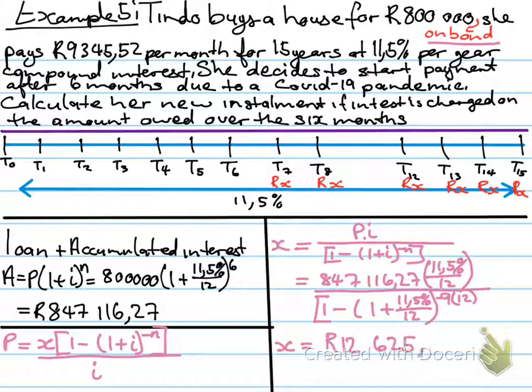This person will be paying now 12,625 rands 13 cents per month. If they had started paying from month 1, they would have paid less. Can you see that? Moving on.